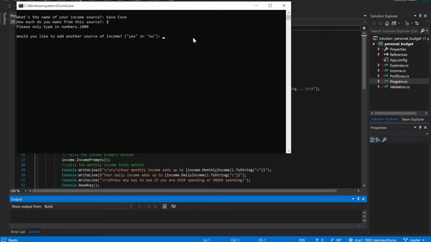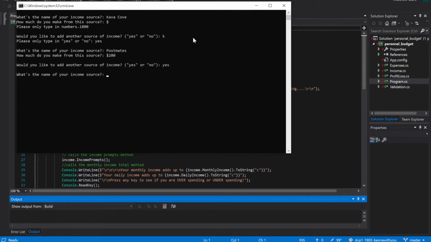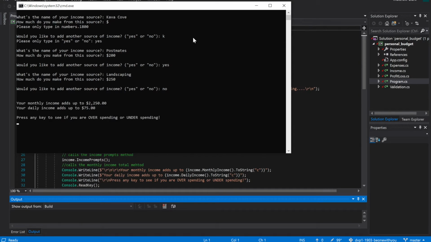then it'll ask whether I want to enter another income source or not. And I'll say yes. The income source is Postmates, which is deliveries. I make about $200 just as a little side hustle a month. And then I will enter yes because I do landscaping when I'm not doing those two, which is another $250 a month. And I have other ones, but right now, that'll be my monthly income and my daily income.